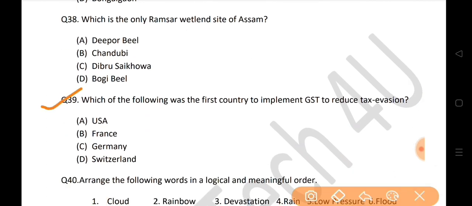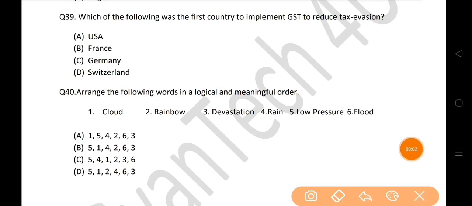Next question. Which of the following was the first country to implement GST to reduce tax evasion? Correct answer is option B, France. Next question. Arrange the following words in a logical and meaningful order. Cloud, rainbow, devastation, rain, low pressure, flood. Here, the answer is option B.